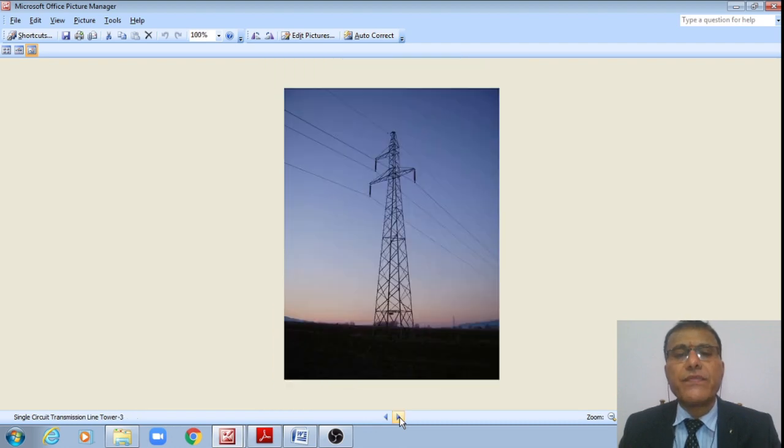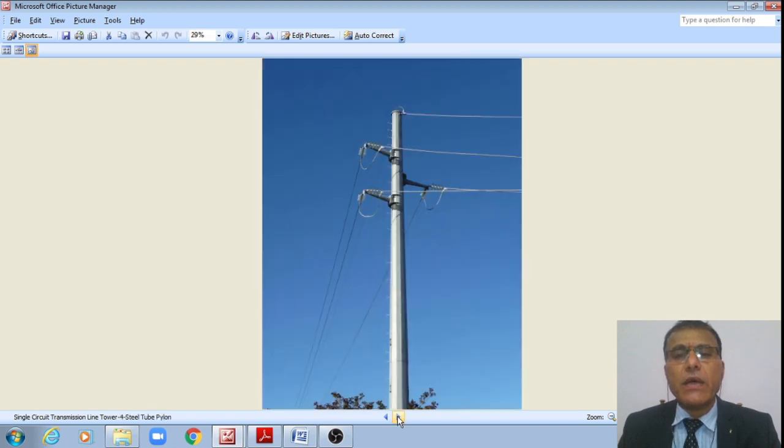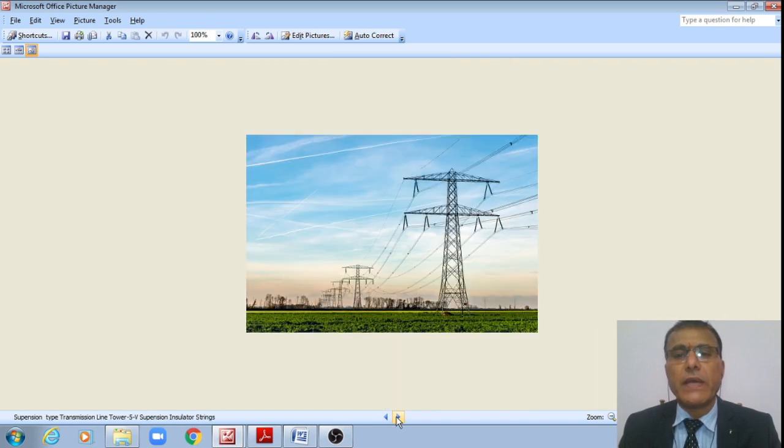This is also another photograph of a single circuit, where these are the 3 power conductors and the ground wire, and this is how a single circuit transmission line tower is erected using steel tubular pylons of varying cross section. This is now the latest trend, students. This is also for the single circuit. You can see at the top the ground wire.